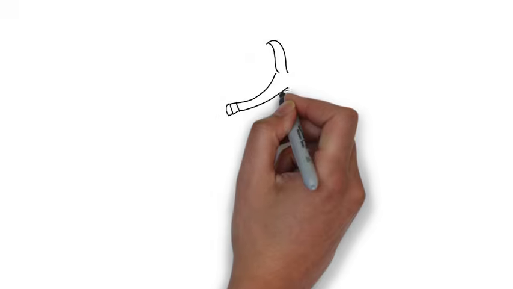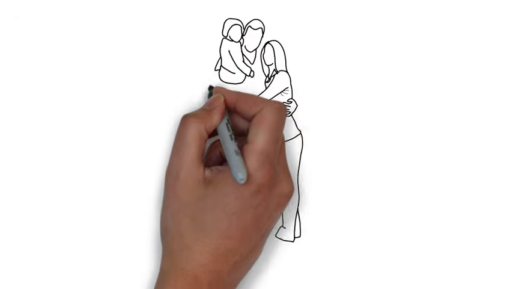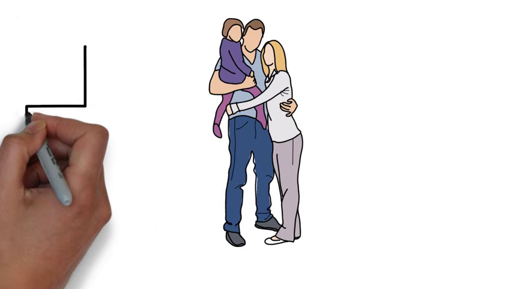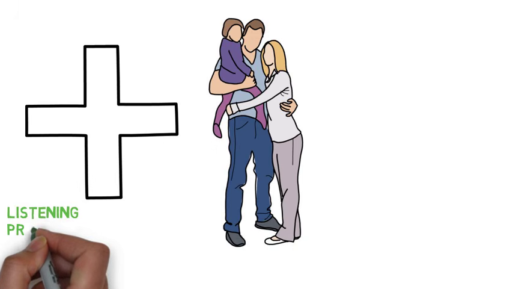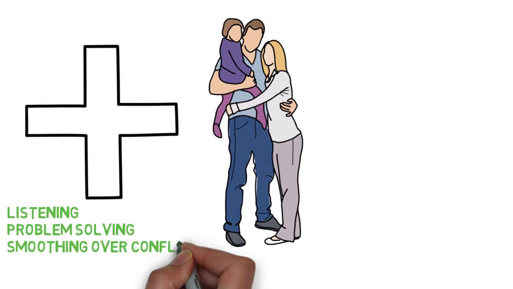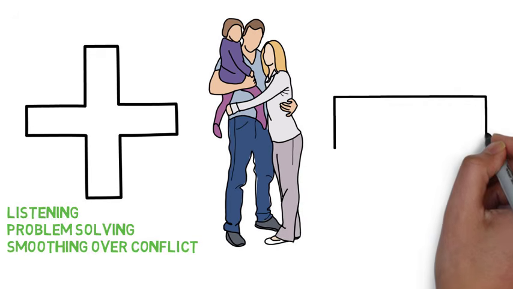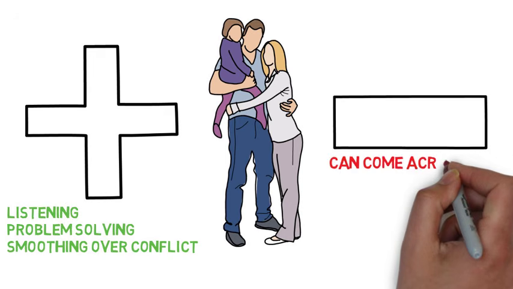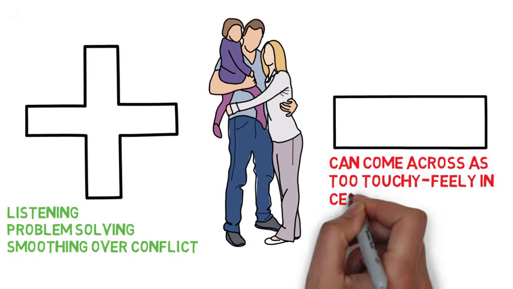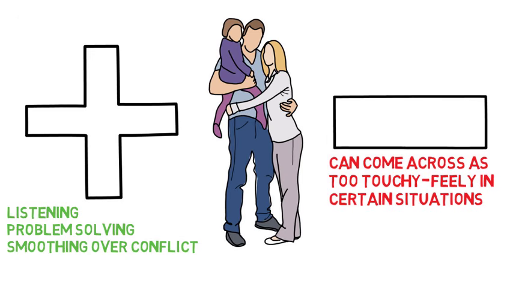Because again, personal communicators are generally very relationship focused. They're great at listening, they're great at solving problems in a diplomatic manner, and sort of being that glue that holds the groups together. The potential downside of using this style of communication is it can come off as a little too touchy-feely in some situations, particularly when you're dealing with people who are analytical communicators.